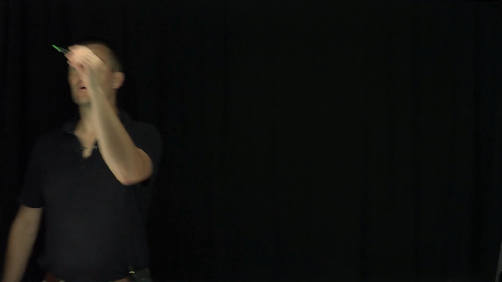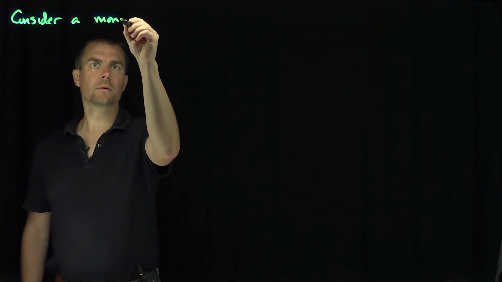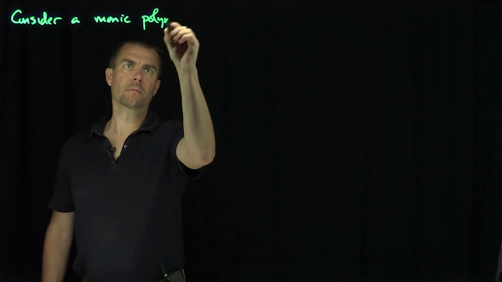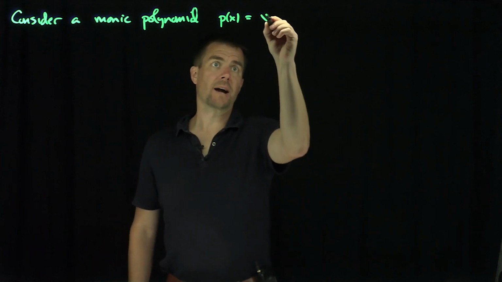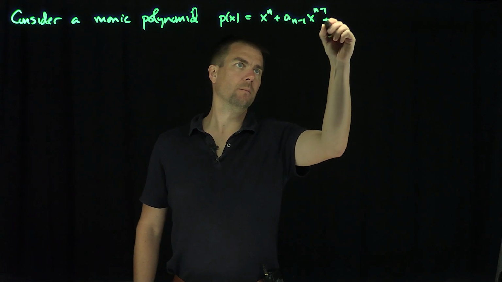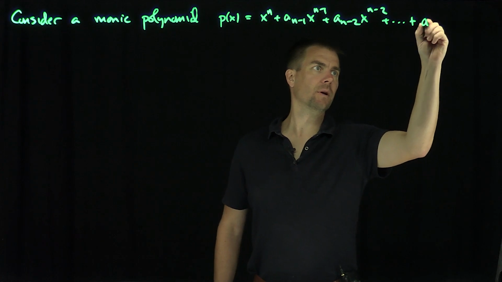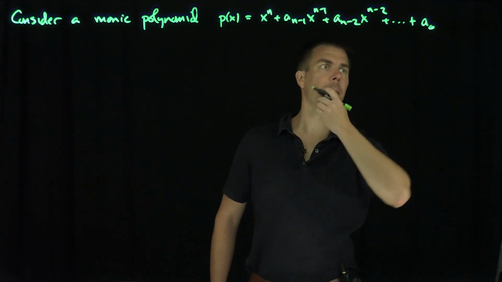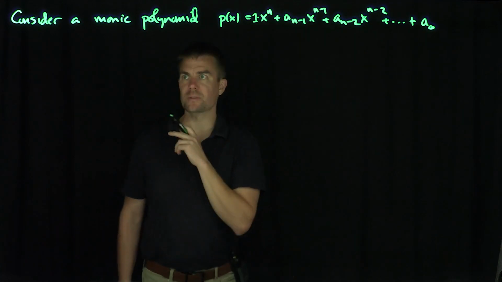Hello students, in this video we'll use Chebyshev polynomials to find the smallest L-infinity norm of a monic polynomial. So let's consider a monic polynomial p of x, which is just going to be x to the n plus a n minus 1 x to the n minus 1 plus a n minus 2 x to the n minus 2 all the way down to a0, like that, okay? And it's monic because the leading coefficient is equal to 1 over there. So it's a monic polynomial of degree n.